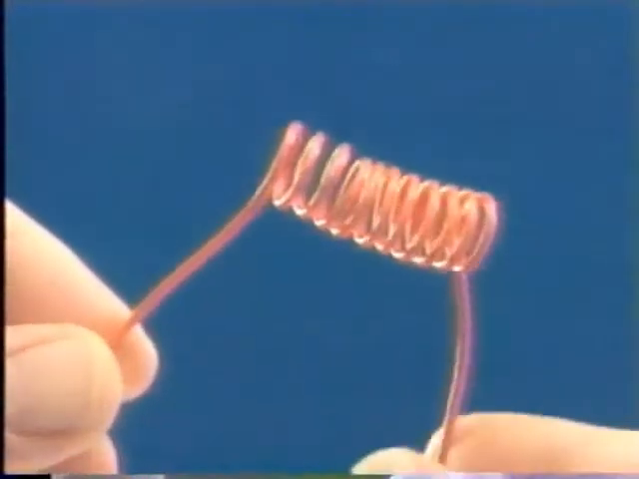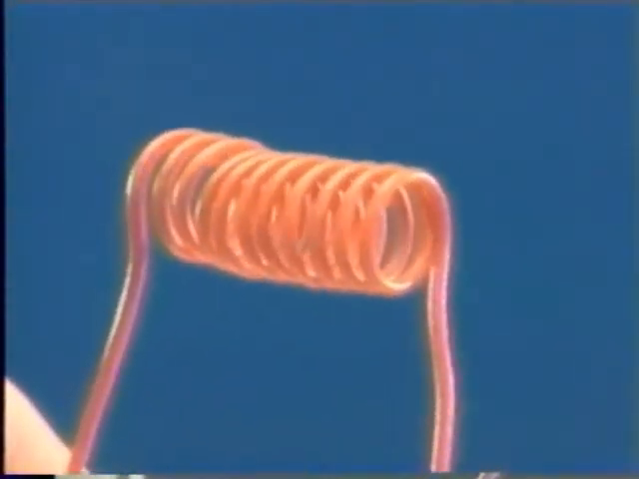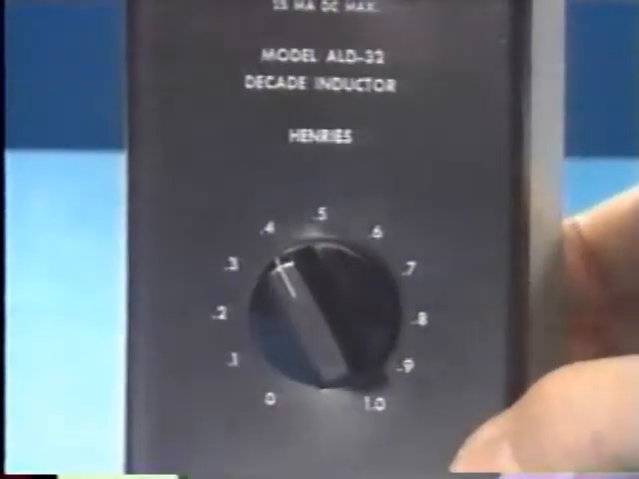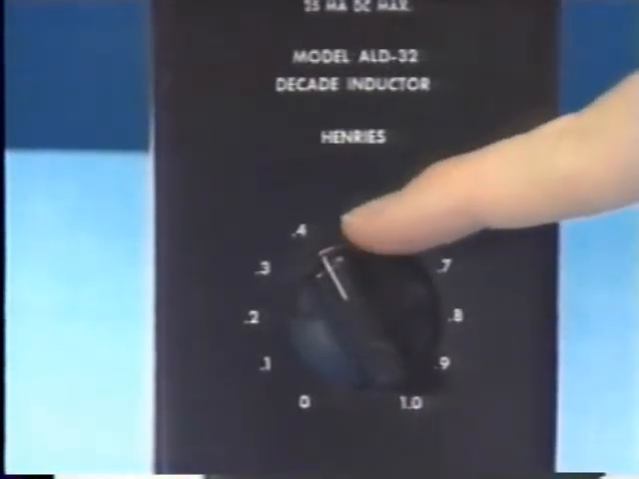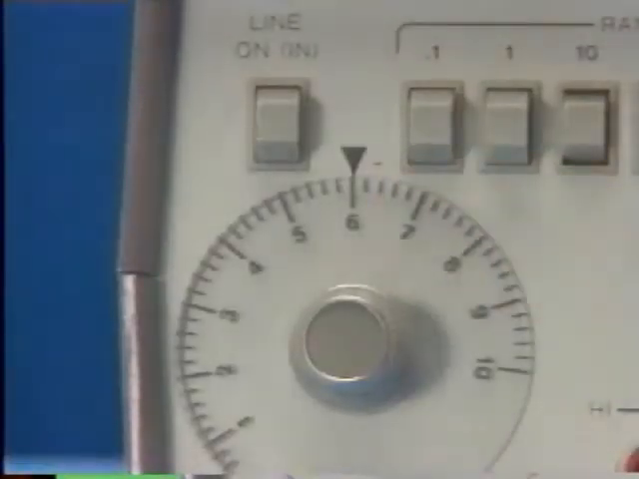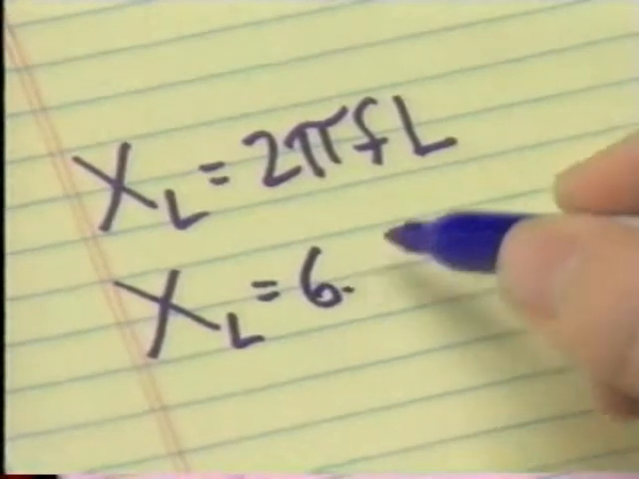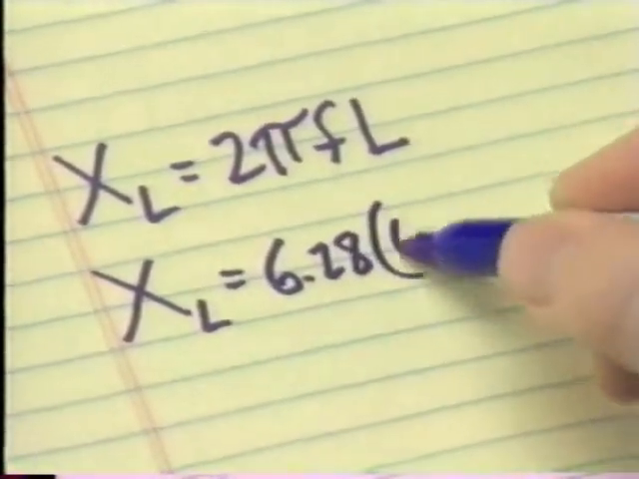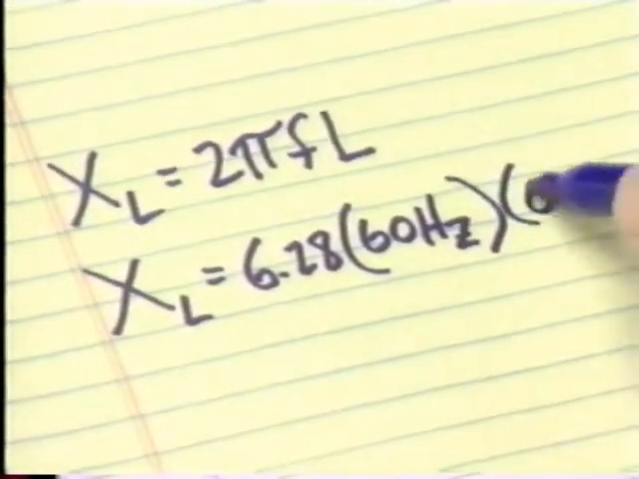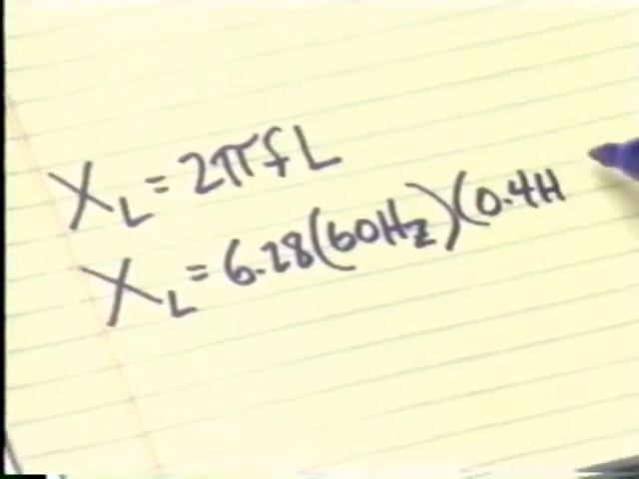Let's solve some problems using the formula to better understand inductive reactance. First, the frequency will be altered. Since an inductor is simply a length of conductive wire that has been wound into a coil, you can assume that its resistance is 0 ohms. In this example, the inductor, represented by this inductor substitution box, is a 0.4 Henry coil. The frequency of the voltage source will be 60 hertz. Substitute these values in the formula for inductive reactance. Now work the equation. The inductive reactance, X sub L, equals 6.28 times 60 hertz times 0.4 Henry.